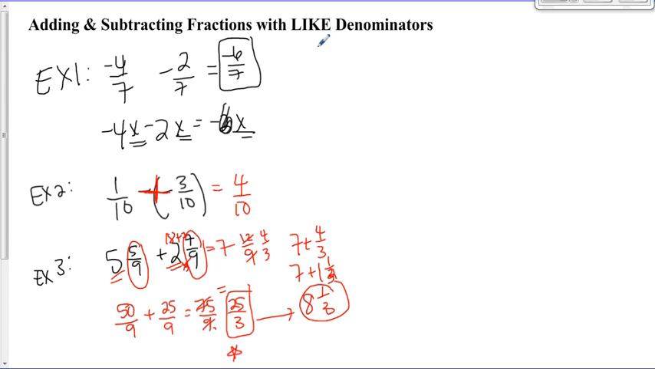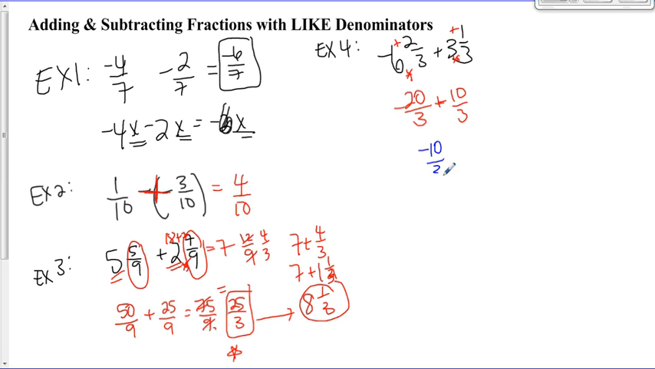Example number 4, negative 6 and 2/3 plus 3 and 1/3. So again, I'm going to change these to improper fractions because it can be a little bit easier to deal with. 3 times 6 is 18, plus 2 is 20/3, and don't forget that negative sign there. 3 times 3 is 9, plus 1 is 10, and so that's plus 10/3. Remember, signs are different. Take the difference, right? Negative 20 plus 10 is negative 10/3. There are no common factors. I can leave it as is. There's no reason to change this to negative 3 and 1/3.